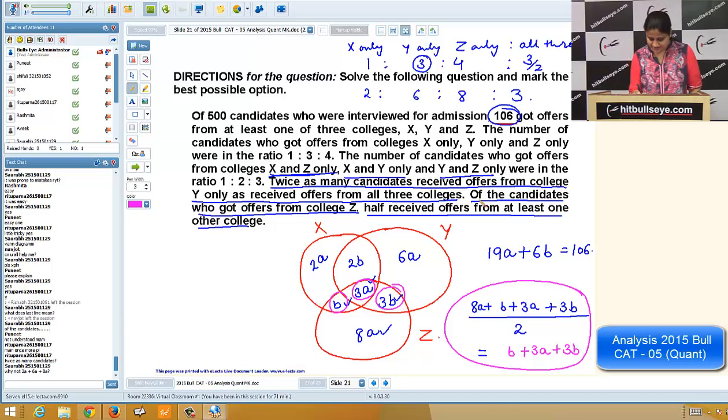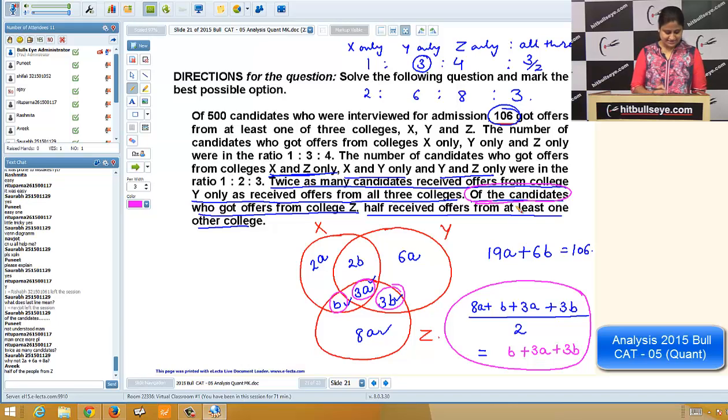See, what is the thing given of the candidates? It means they already belong to category Z. Then we are making one more filter: half of them are getting offers from at least one other college. Already they belong to the Z circle. That's why we are considering this thing only.